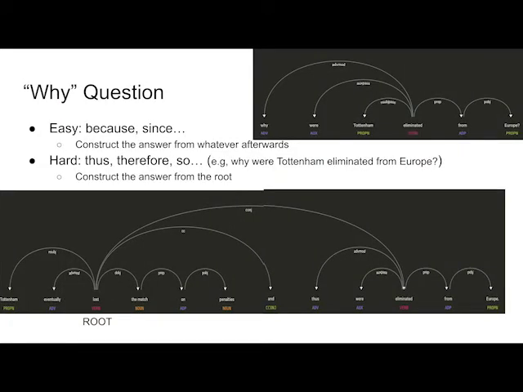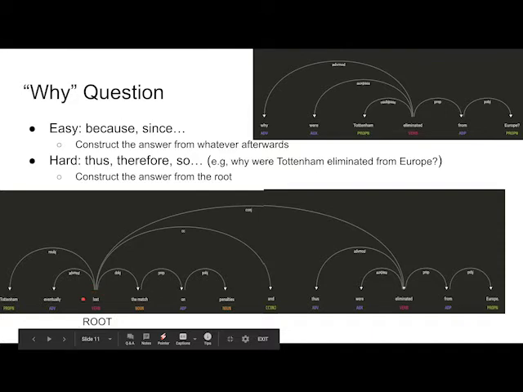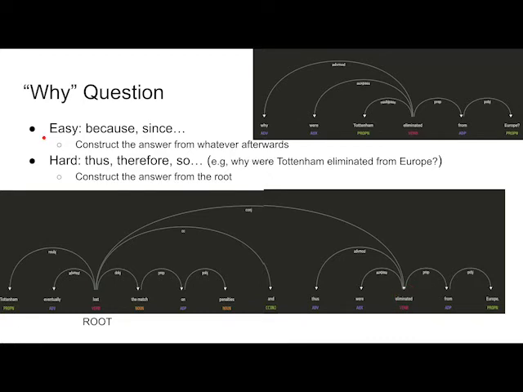For a why question, our system does something different, because the root of the question is different from the root of the sentence of the answer. So our system will first locate the root of the question and then look for the answer. If the candidate sentence contains phrases like because or since, simply return whatever comes afterwards.